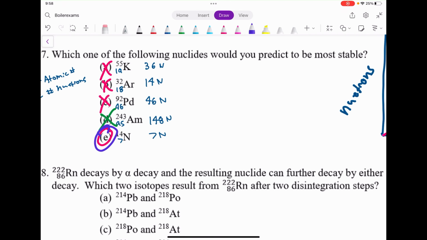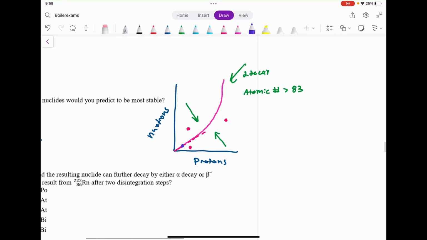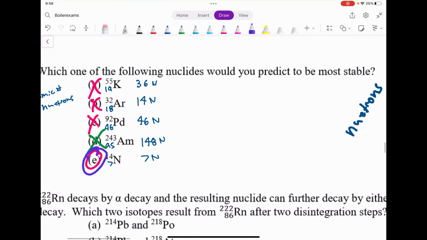I'm going to add some extra remarks here. If you're given the band of stability, just go through and plot all of these instead of speculating like I did. And it'll be very obvious. You won't have to guess at all.